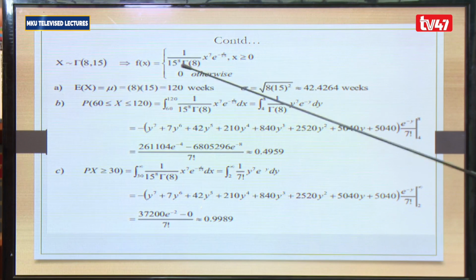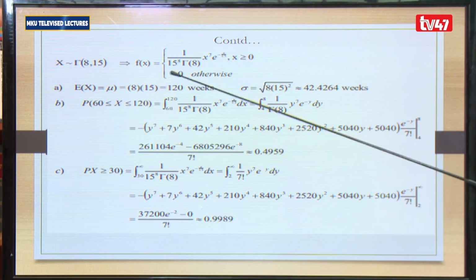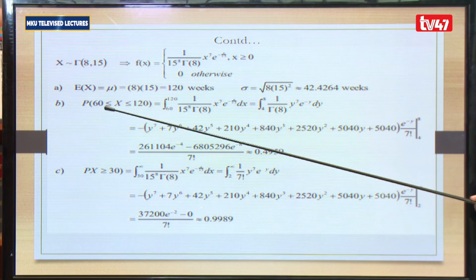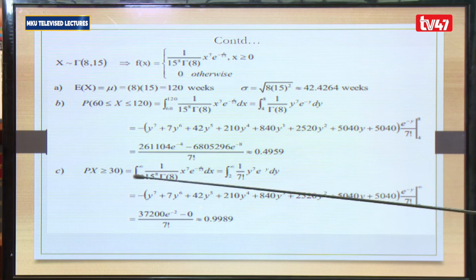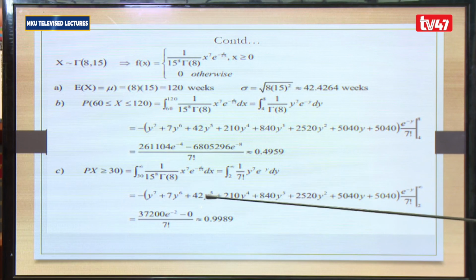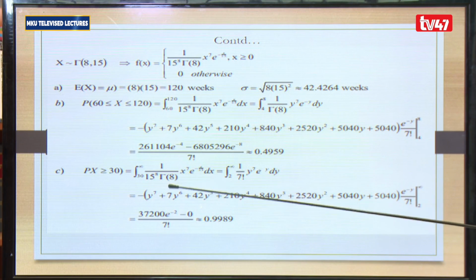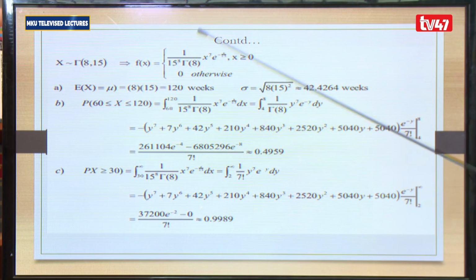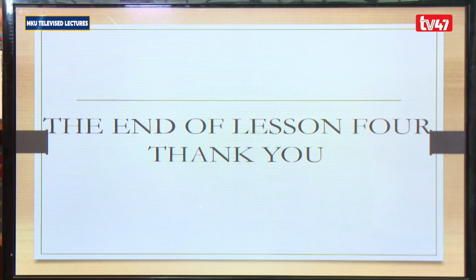So you'll get these two as the results, and for the probability, you just need to integrate this distribution over the interval 60 to 120. And then if you want greater than 30, it is the same as doing 1 minus less than 30. So you can do from 0 to 30, and then you do 1 minus that. It will give you the corresponding result. That is the end of lesson 4.